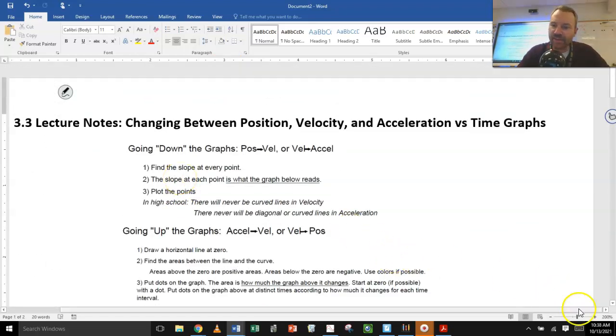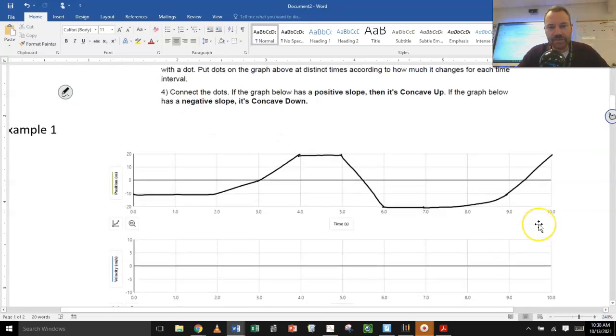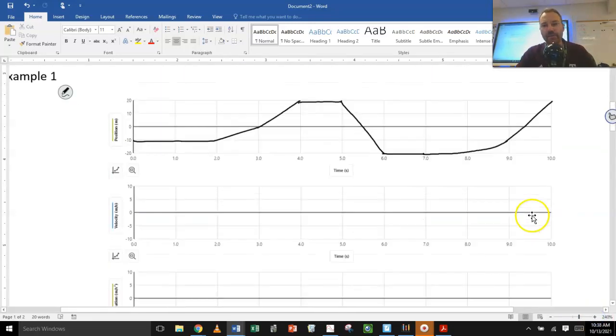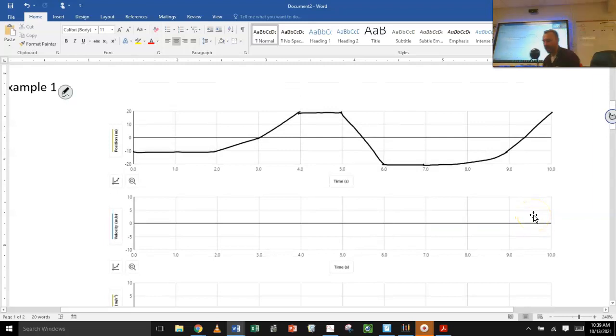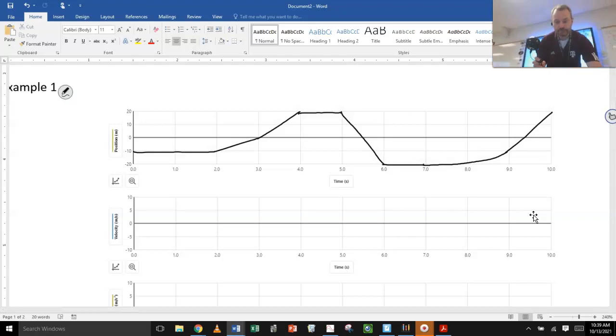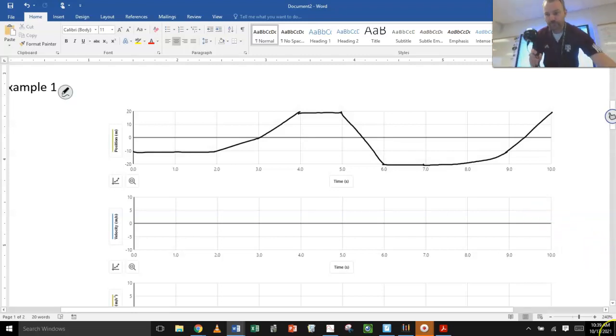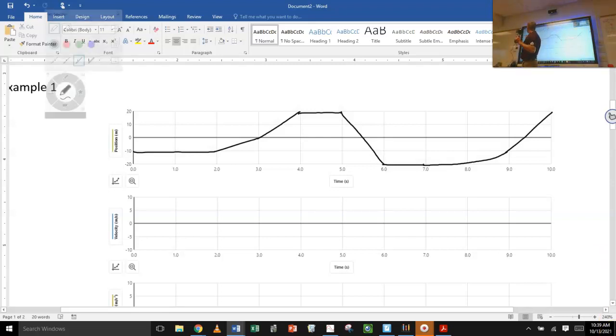Step 1, it says find the slope at every point. So here's what I mean by that. First of all, when I'm going down these graphs, each of these points has their own unique slope. For instance, all of these points right here, they all have the same slope. All of these have a slope equal to 0.